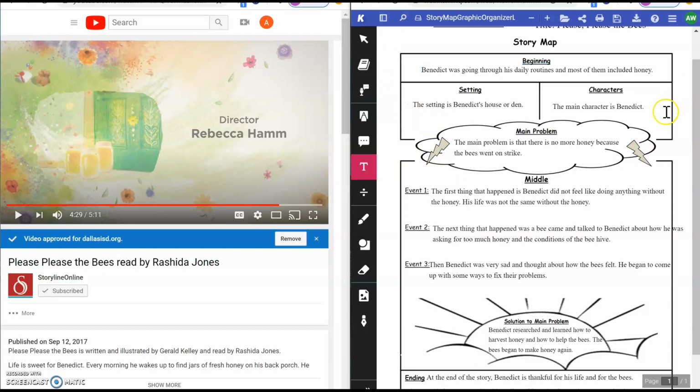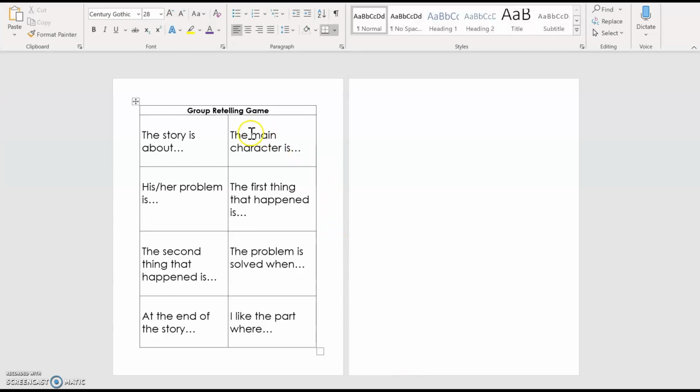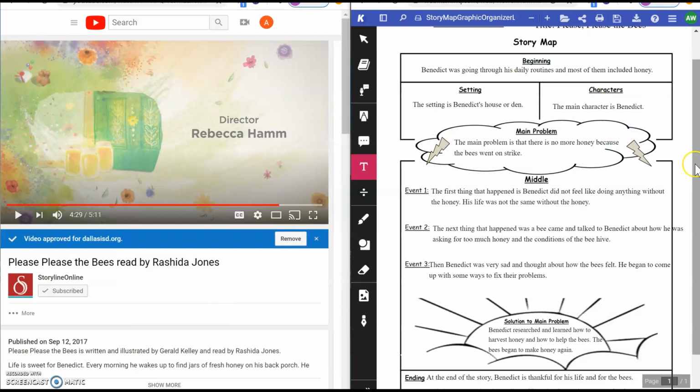The characters, the main character is Benedict, okay? And if you realize, I'm writing complete sentences, boys and girls. So also in your Google Classroom, you'll see that I have included a group retelling game, but it also gives you a sentence stem to help you start your sentence, okay? So you can say the main character is, his or her problem is, the first thing that happened is, the second thing that happened is, and the problem is solved when, okay? Those are the sentence stems that you can use while you're filling out your story map. All right, so the main character is Benedict.